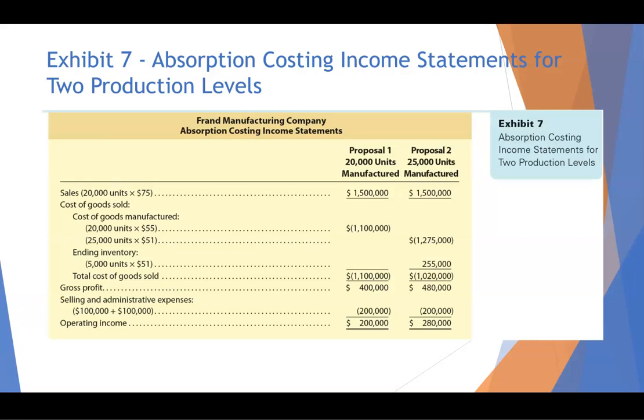If Frand manufactures 25,000 units, sells 20,000 units, and adds the 5,000 units to finished goods, which is proposal 2, operating income will be 280,000. But if Frand manufactures and sells 20,000 units, which is proposal 1, operating income will be 200,000. So Frand can increase operating income by 80,000 by simply increasing finished goods inventory by 5,000.